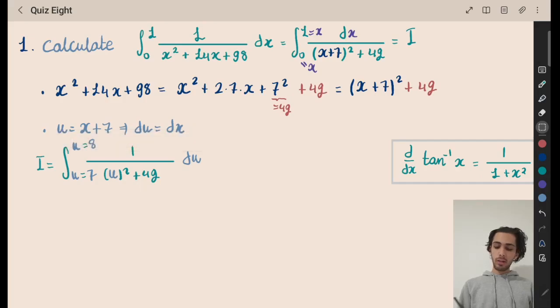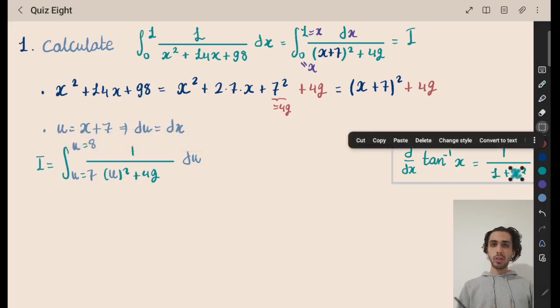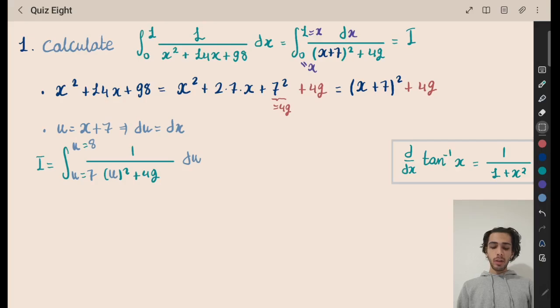This is 49, this is this, but it's fine. You can do some adjustments. If you already know this and if you've seen this before, then you would get the answer very quickly. Here's how you would get it.